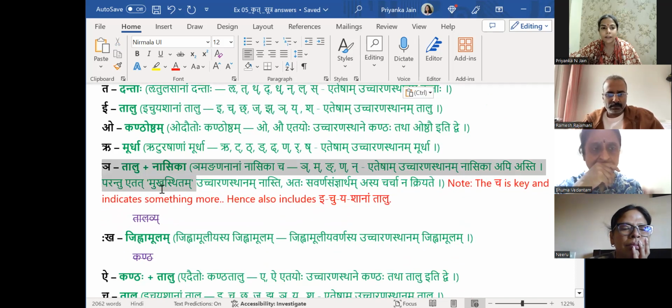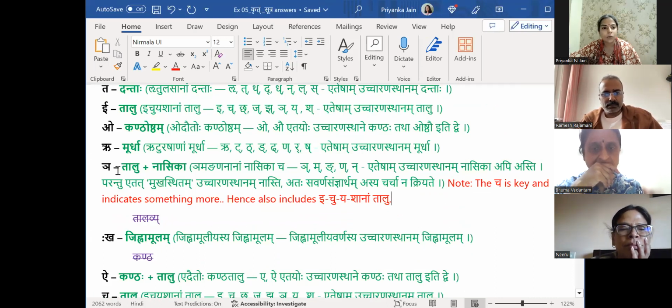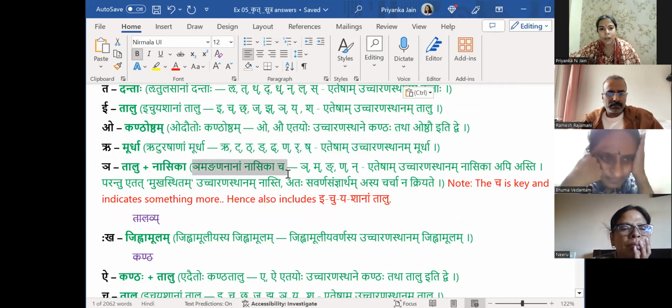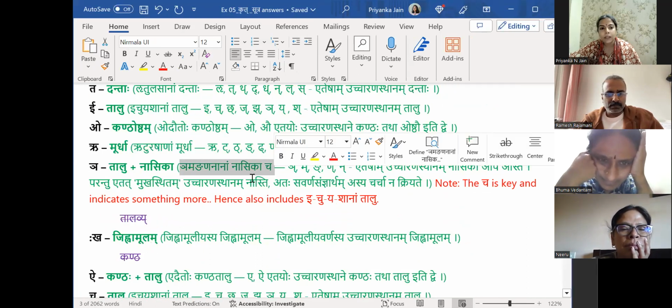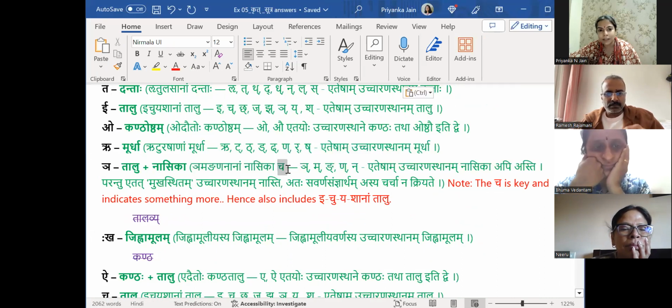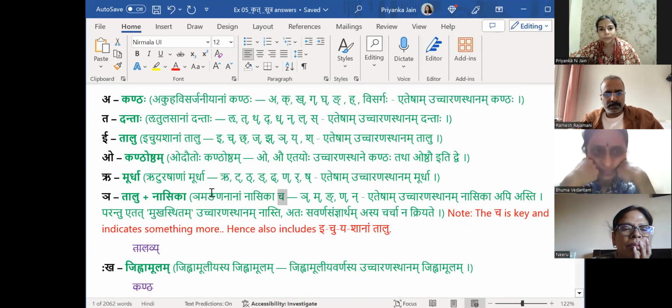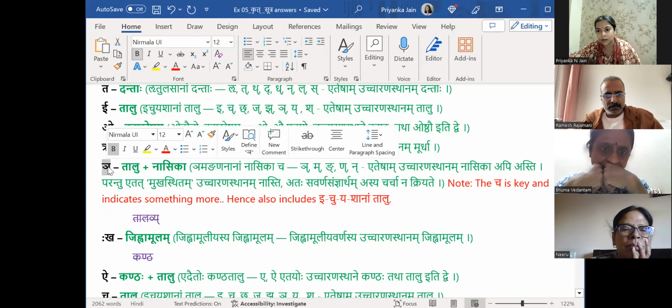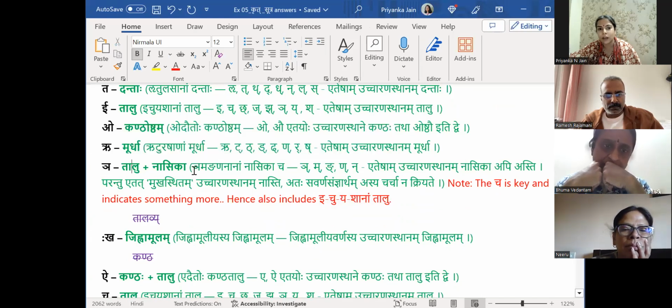So I did find this interesting, and even Harshaji had written this note in his answer sheet. So for Nyakara, this Nyamagana Nananam Nasikacha is what is given. So this cha indicates that there is one more thing. So this is saying Nasika is the place of location, and cha means we have to also refer to this Ichu Yashanam Talu, because Chu will also include this Nya. So from there, the location is Talu, and from this one, the location is Nasika.